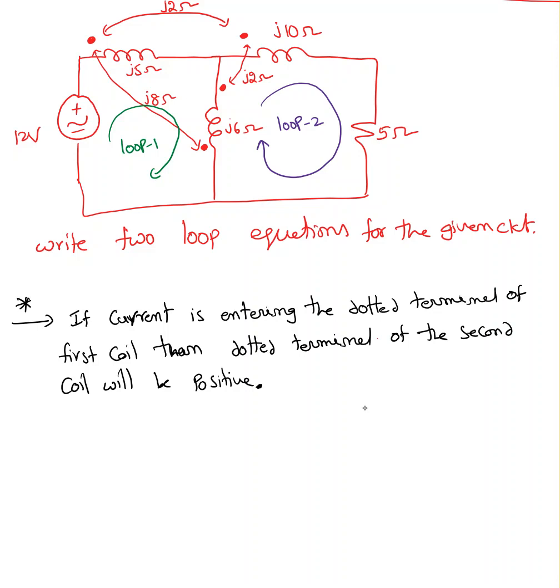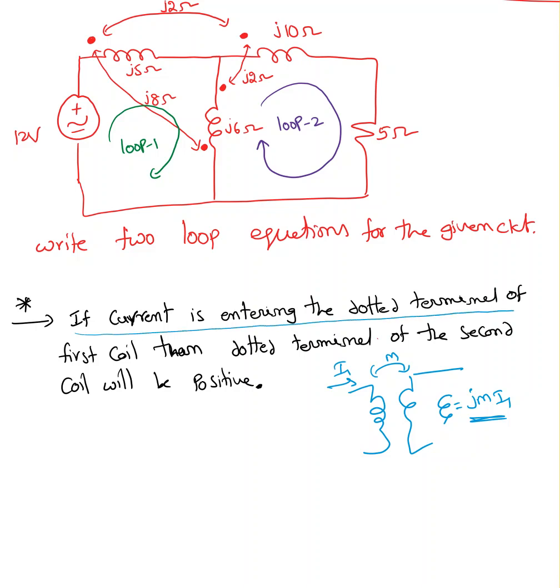Mutual inductance is nothing but if current is passing through one coil, there is an induced EMF in the second coil. That induced EMF I am indicating with E equal to jωM times I1 in the frequency domain. Which one is positive and which is negative, we can find out by using the dot convention. According to the dot convention, if current is entering the dotted terminal of the first coil, then the dotted terminal of the second coil will be positive.